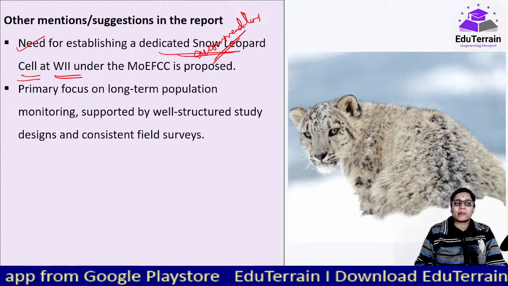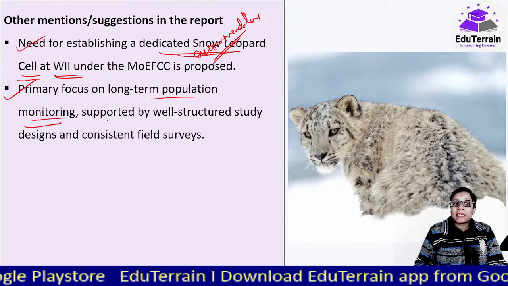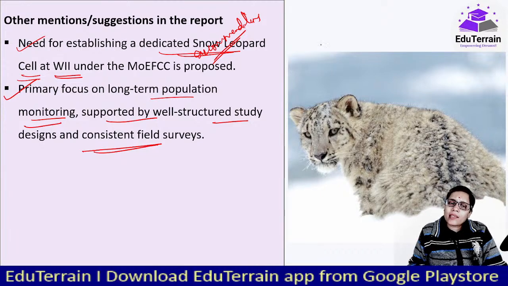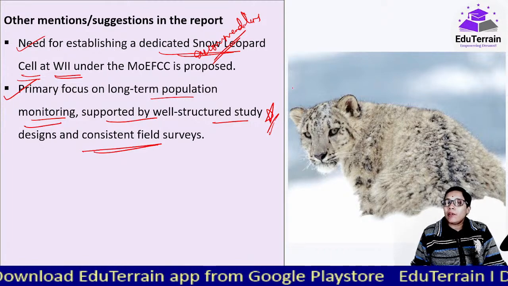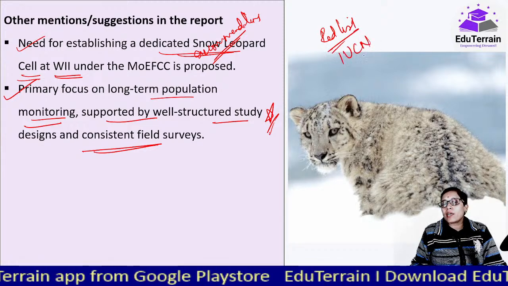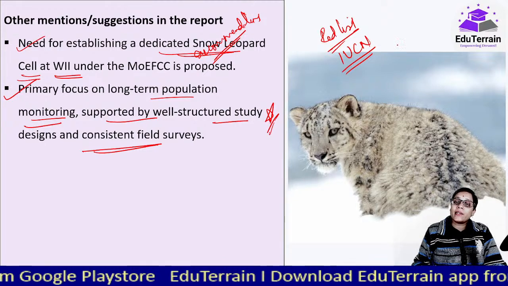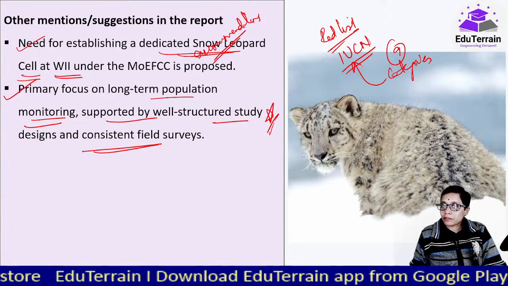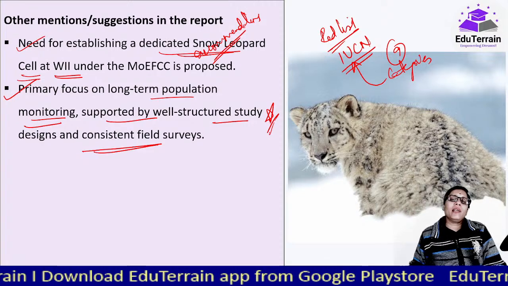Wildlife conservation, in simpler terms. Primary focus should be on long-term population monitoring, supported by well-structured study designs and consistent field surveys. Why is this so important? See, when we talk about the snow leopard, even if you look at the red list that has been released by the International Union for Conservation of Nature, the IUCN red list is very famous. They have 9 categories under this red list, that includes not evaluated to completely extinct.